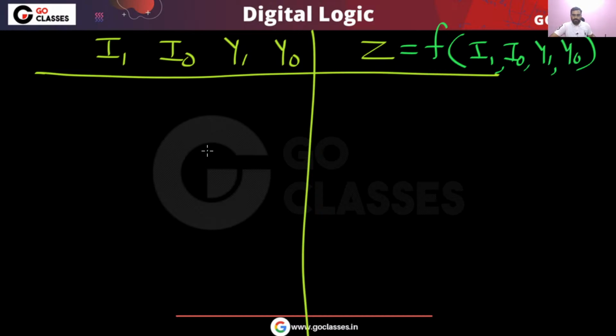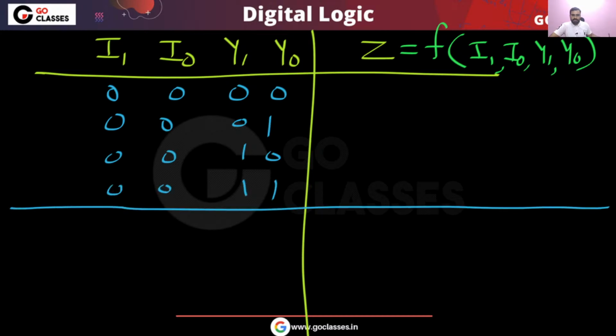Z will depend on all these four things. Okay, tell me about this one. 0, 0, 0, 0. What is Z? 0, 0, 0, 1, 0, 0, 1, 0, 0, 0, 1, 1. In these four situations, what is Z?